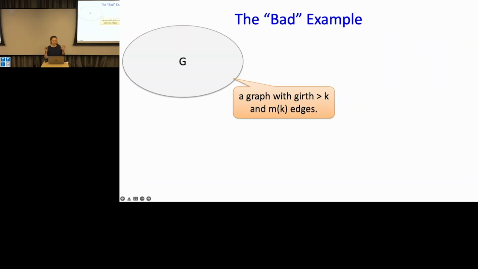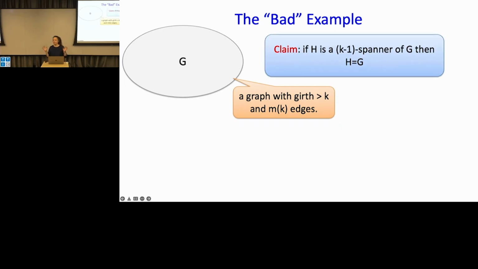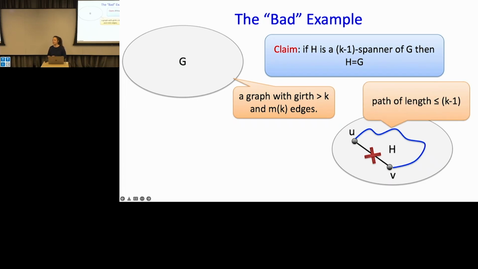I'm just going to take that graph G whose girth is more than k and that has m of k edges. It exists by definition of m of k. And I claim that if I want to build a k minus 1 spanner of this graph, I have to include every single edge of this graph in the spanner. I can't miss even one. Why? Suppose I miss this edge, but it's a k minus 1 spanner, so it has to contain a path of length at most k minus 1 from u to v, maybe this path. But then G has a cycle of length k, and we said that G has girth more than k, so that's impossible.